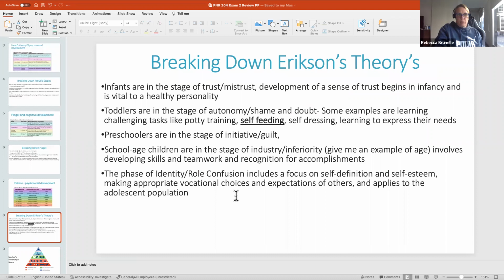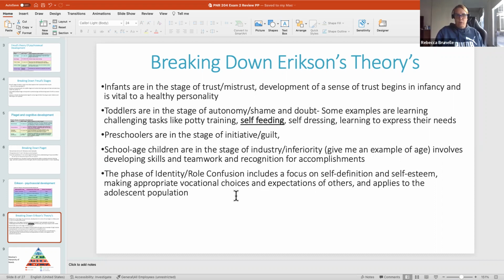So this is a bit of a rehashing of the slide that we just talked about. The general idea with Erikson is that, like I said, there's a conflict at each stage of development, and successful completion of that conflict leads to a healthy personality, and it starts with the development of trust in infancy. The toddler years, which is autonomy versus shame and doubt, you want them to be able to do things like feed themselves, dress themselves, learn to express their needs, become potty trained, and develop that sense of autonomy. And for initiative versus guilt, you want them to start to feel that they are able to do things and not to criticize them too much. You don't want them to feel guilty.